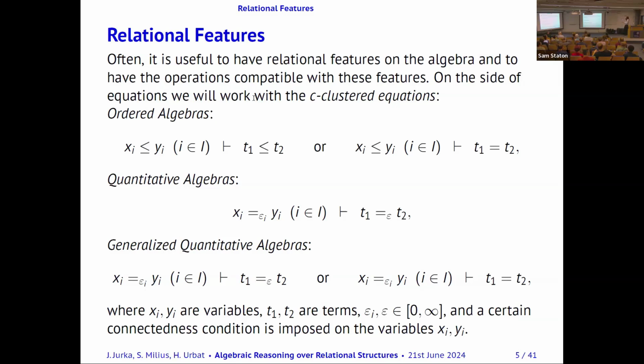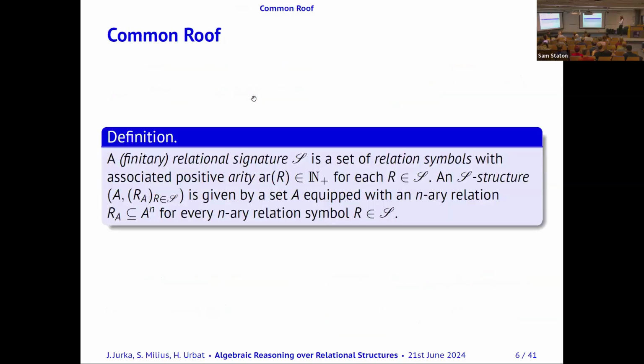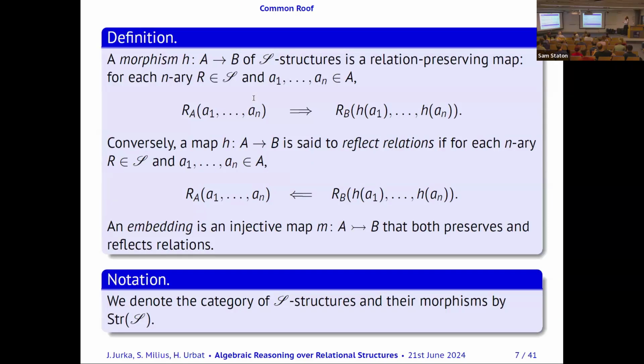And this C in C-clusteredness is a parameter that classifies a certain connectedness condition on the left-hand side of the deduction. I will tell you more about this later in detail. So now the setting that we will be working in. We will have a relational signature S, arities are natural numbers, and an S-structure is a relational structure over this signature, so a set equipped with relations. Then morphisms are maps that preserve relations.